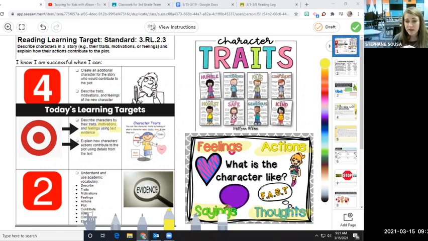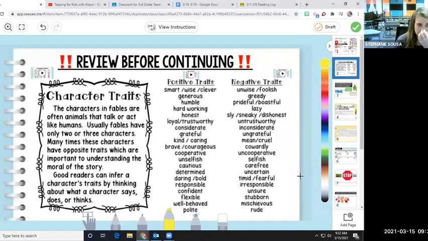If Spider-Man was a scaredy cat, that would change the text. Okay, it would change what we would expect from him. So our characters' traits are going to change the story, and they're going to help us predict what's going to happen in a story. Okay? All right, I'd like for you to go ahead and move on to slide 2, please.